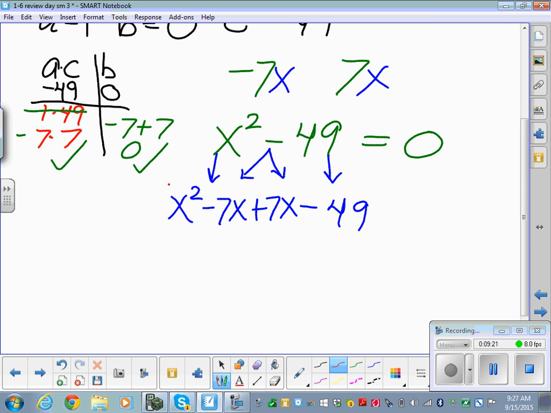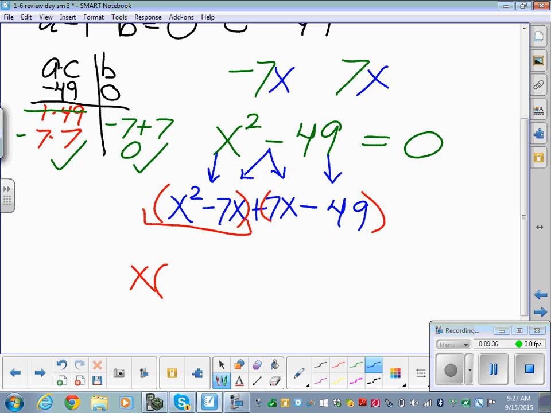Okay, now we'll group the first 2 terms, group the second 2 terms, and then factor out of those groups what you have in common. x squared minus 7x, what are we going to factor out? An x. Does everybody see that? They both have an x. So now we're going to write what's left inside.